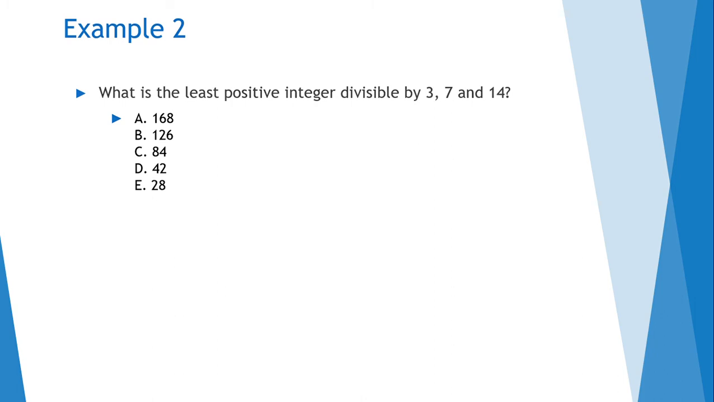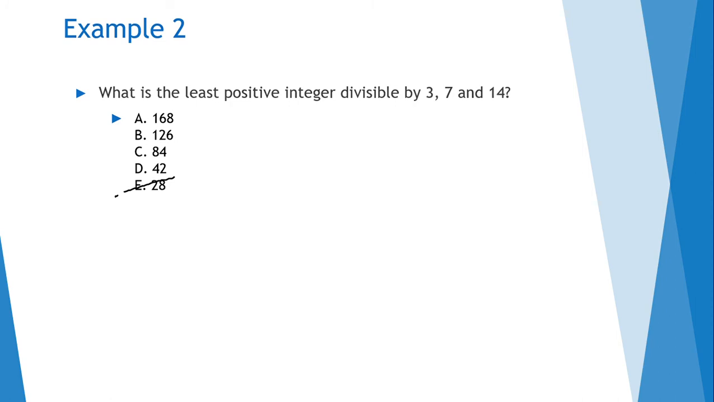I'll start again. 28 is divisible by 14 because 28 divided by 2 is 14. 28 divided by 4 is 7. And 3 doesn't go into 28 because the closest number that 3 would go into would be 27. So this doesn't really work. So I'm going to cross out E and we're going to go on to D.